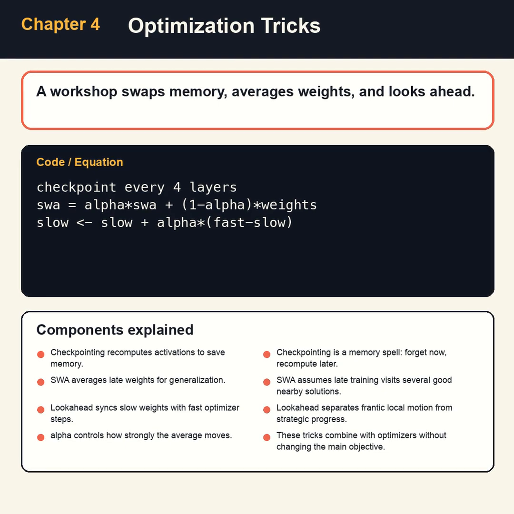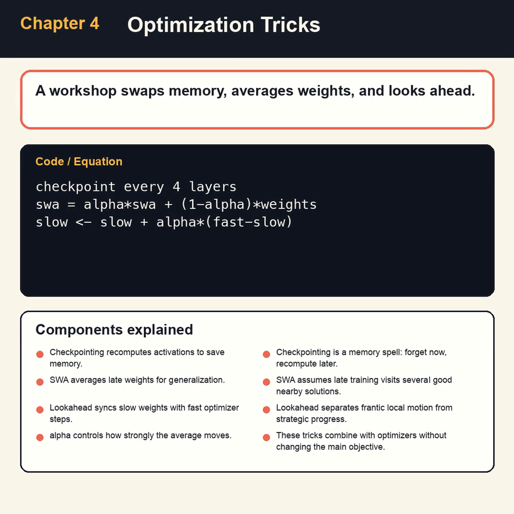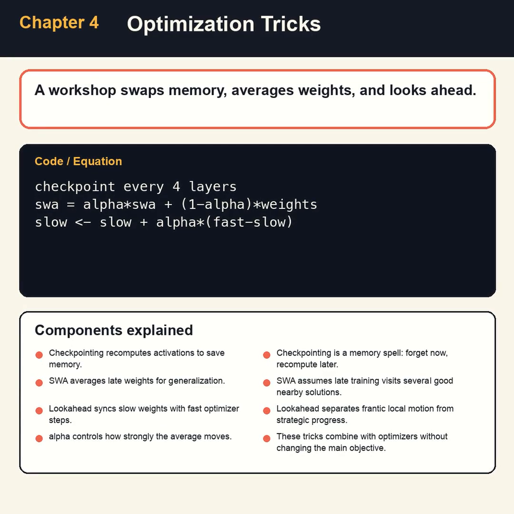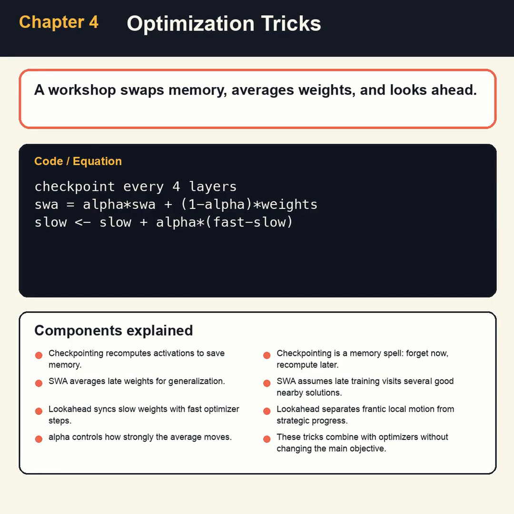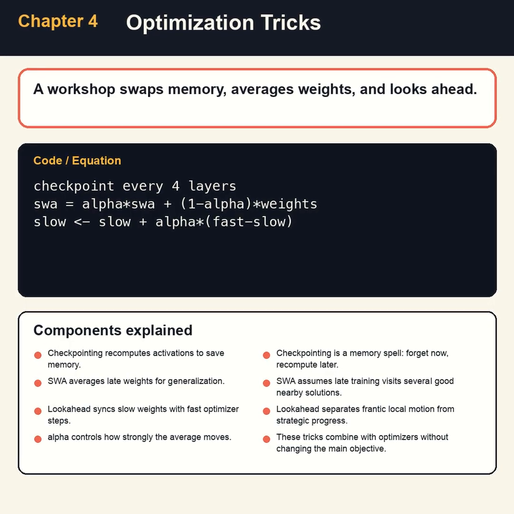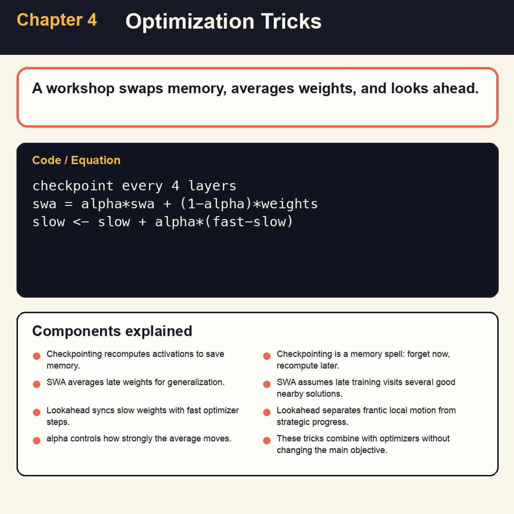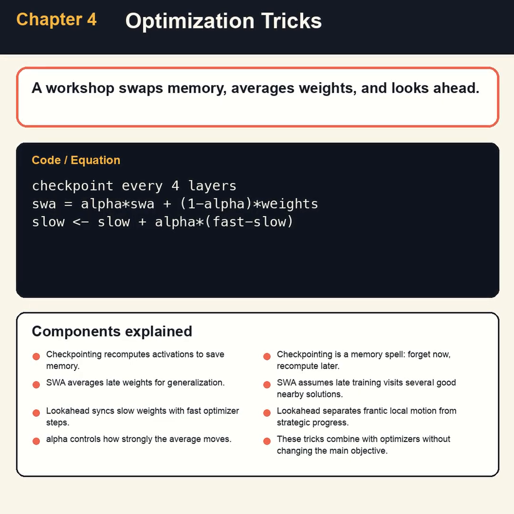Optimization tricks. Real-world analogy. A workshop saves memory, averages steady hands, and uses a mentor to slow reckless jumps when training gets unstable. Gradient checkpointing trades extra compute for memory. Stochastic weight averaging smooths the final solution. Look ahead lets a fast optimizer explore while slow weights move more steadily.